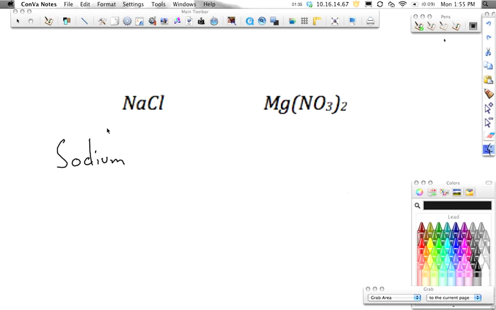So I go ahead, I'm done with Na, and then all I do is I name the nonmetal, which is Cl, chlorine, and I change all of my nonmetals to an ide ending. So all I did was I changed chlorine to chloride because it's the nonmetal and it's at the very end. So all I have is sodium chloride.